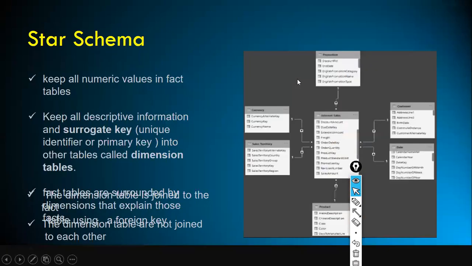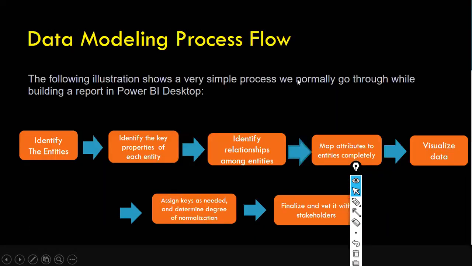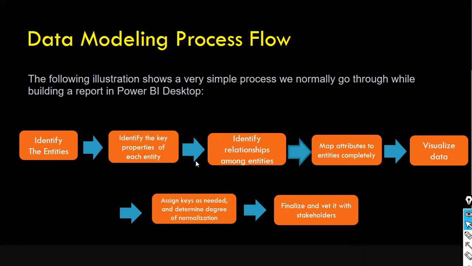Next one is the data modeling process flow. Like I said earlier, first you need to identify all the entities. Entities are nothing but tables for your reporting requirement. Also identify the properties of each entity, then identify the relationships amongst the entities, map the columns to entities or tables completely, and then visualize the data.